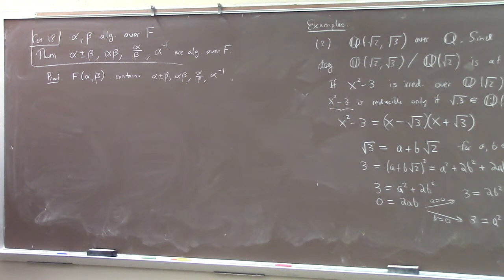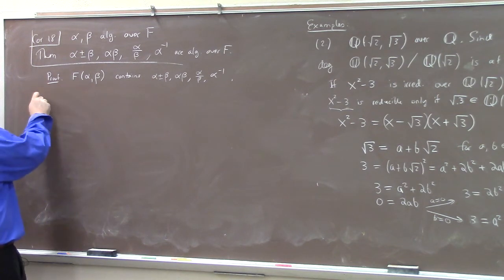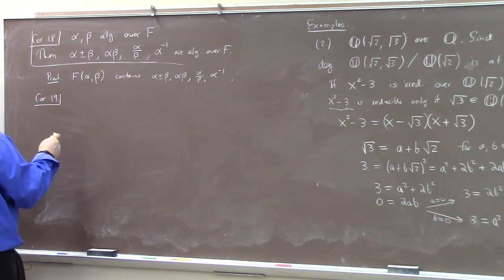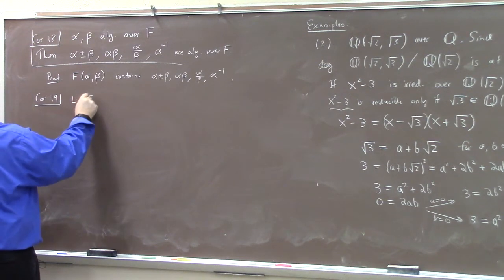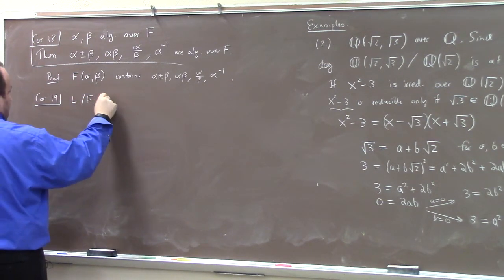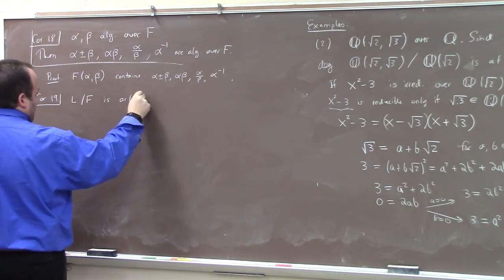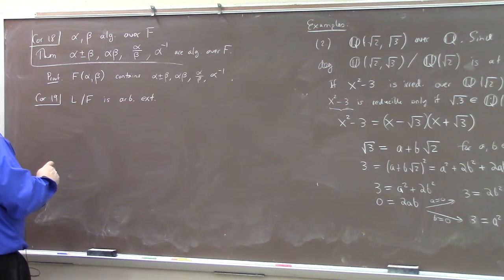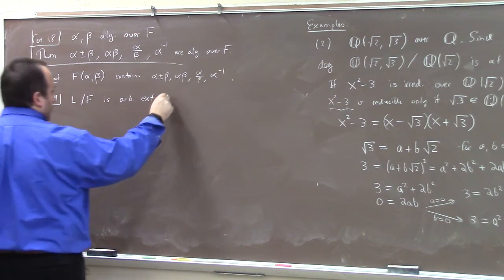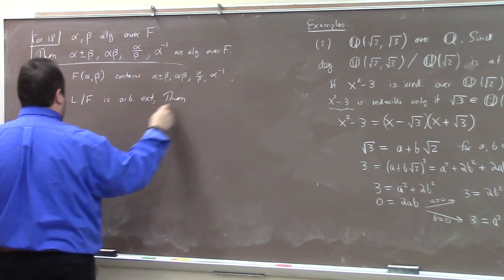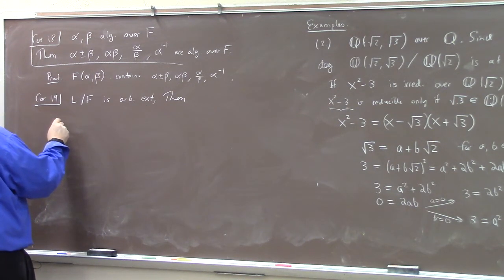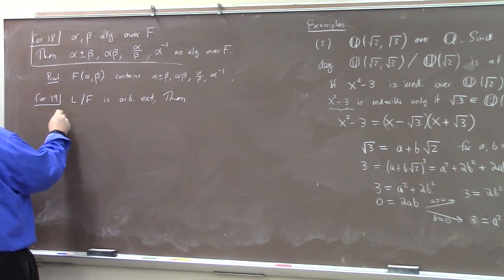Let's see here. Corollary 19 says that if L over F is an extension, an arbitrary extension, not an algebraic extension, then the collection of elements of L that are algebraic over F form a subfield of L.